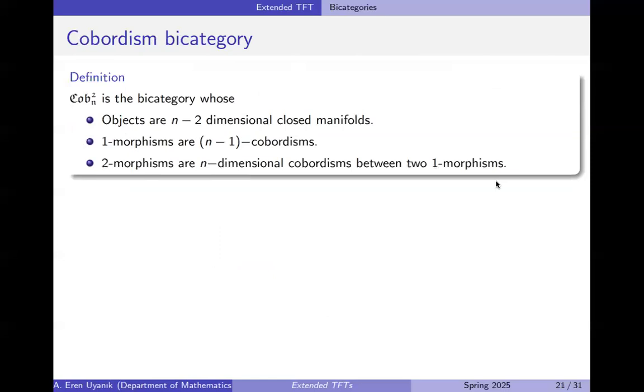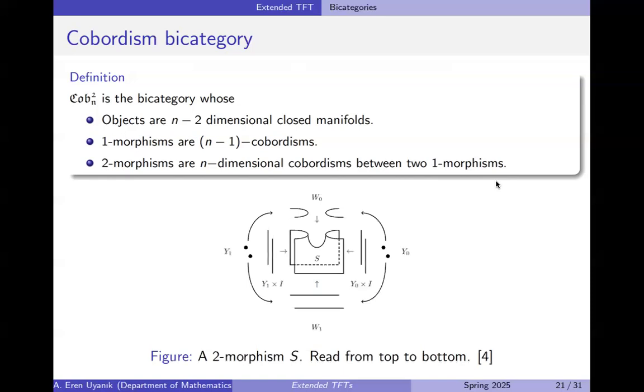So we will also expand our cobordism category into a cobordism bicategory. What do we do? Objects, we go 1 dimension below. In the normal cobordism category, we assign data to just n dimension and n-1 dimension. In this case, we go 1 dimension below, and objects are (n-2)-dimensional closed manifolds. 1-morphisms are cobordisms between those, and 2-morphisms are n-dimensional cobordisms between these 2 cobordisms.